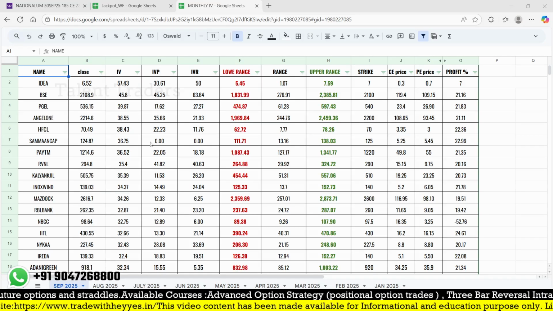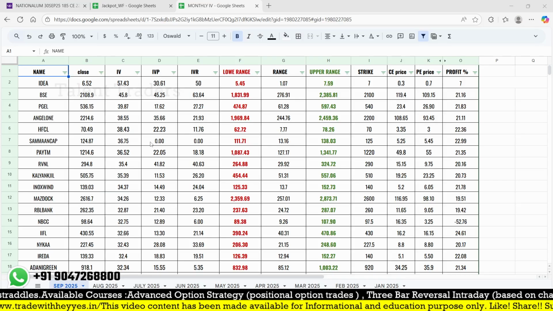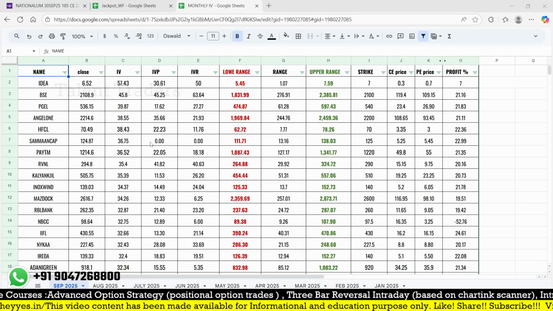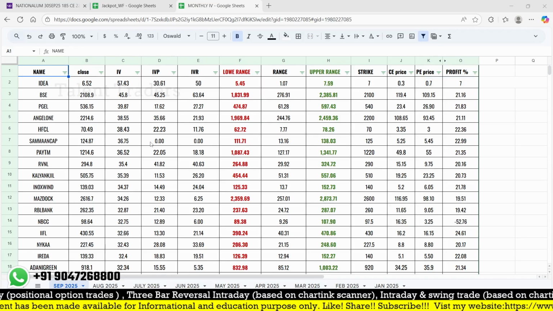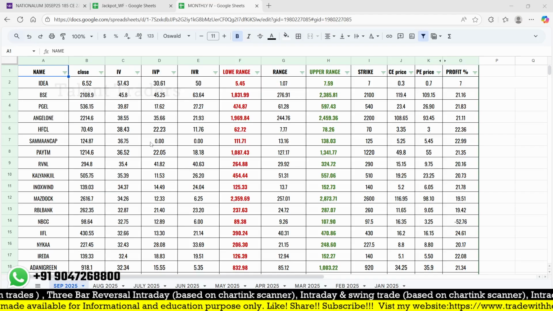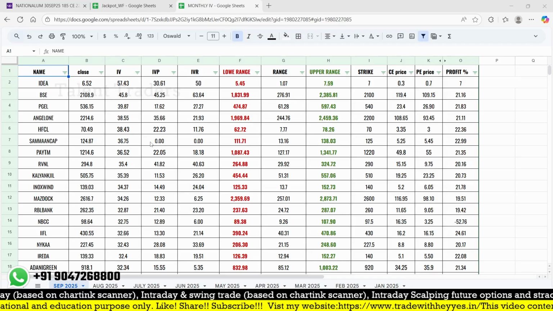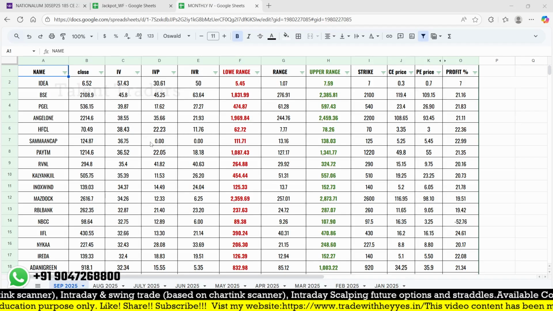Last month we found no stocks with more than 85 IV, and that means a non-directional strategy. So we can't use it for the month of September. We already discussed this in our previous videos, but on a directional basis we can plan some strategy.